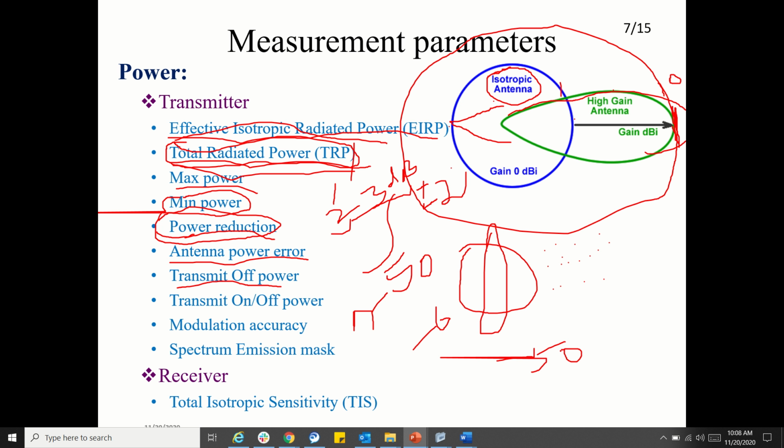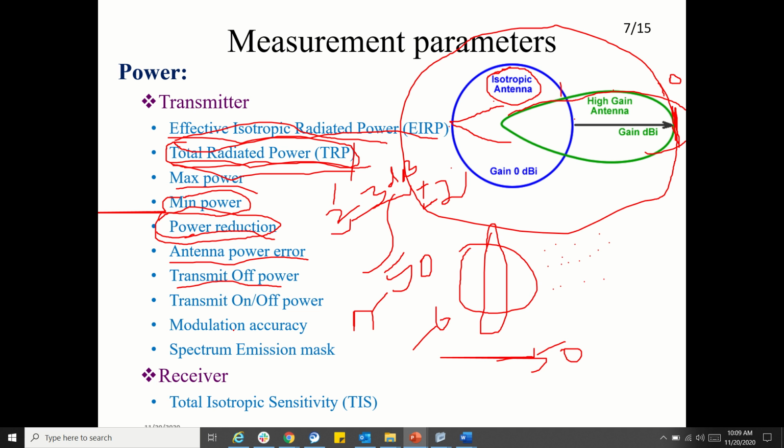Otherwise it should not radiate, because sometimes we also encounter this: when you switch off older lights, it takes some time to completely switch off, because the capacitors and inductors are storage devices, and they need some time to discharge. So transmit off power is also related to that. When you are switching off, you are ensuring that it's off in that particular channel, but it should not radiate anything beyond a certain power level. If it radiates, then it will affect other devices or other spectrum.